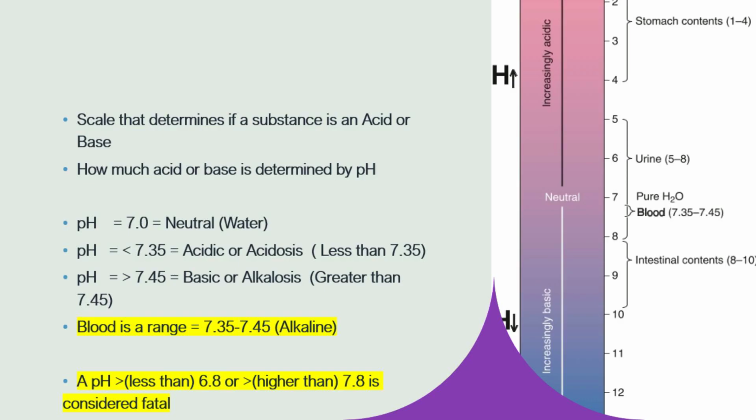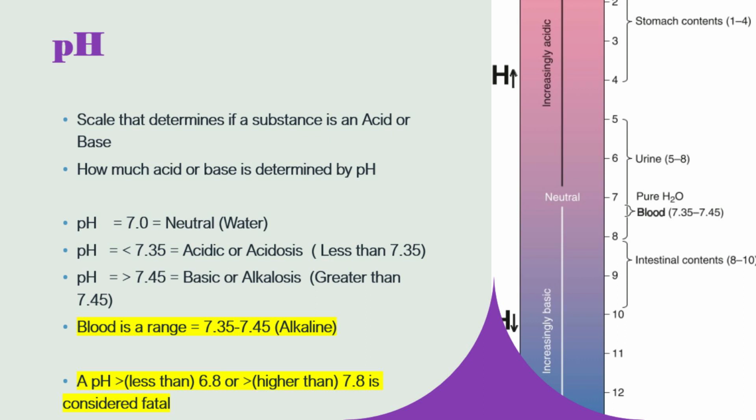The scale that determines if a substance is an acid or base is called the pH scale. How much acid or base is determined by the number on the pH scale. A pH of 7.0 is neutral. Water is neutral, so water has a pH of 7.0.